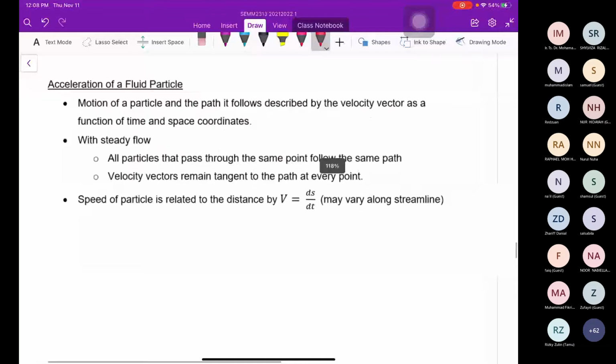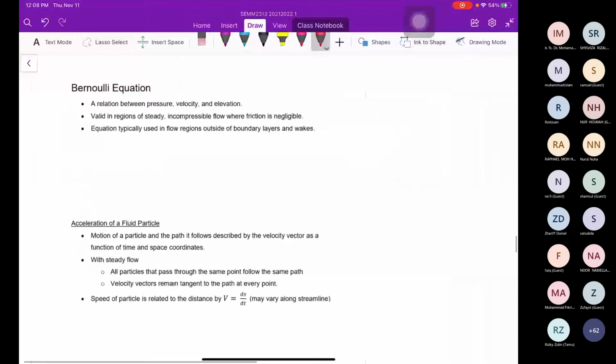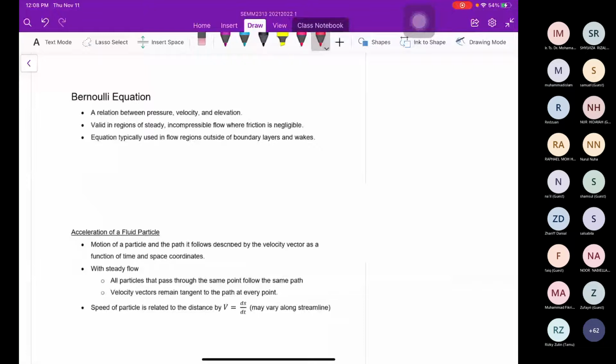Now what do you see, class? Do you see the Bernoulli equation? Yes. Okay, good. So next we go to the Bernoulli equation. The Bernoulli equation relates pressure, velocity and elevation.